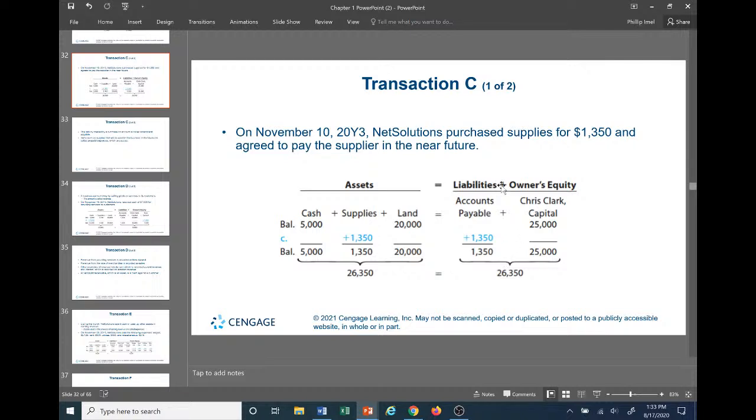Therefore, liabilities plus owner's equity, which is the opposite end of the accounting equation from assets, increased proportionately to $26,350 with assets. So take a look. Assets equals liabilities plus owner's equity. We're locked in tight still. $26,350. So that purchase of supplies for $1,350 increased assets, but it also increased liabilities because we haven't paid for it yet. So therefore, our accounting equation is still intact. Okay?